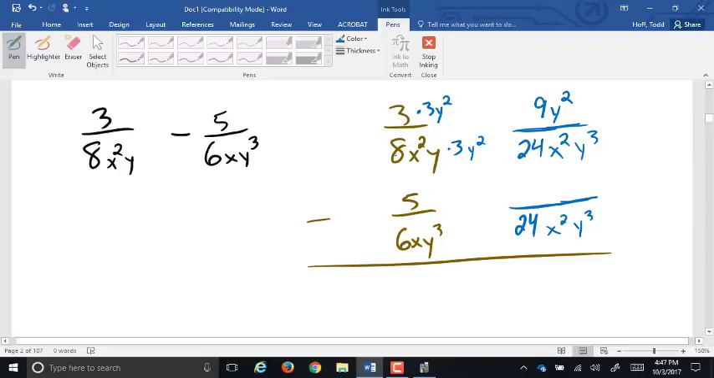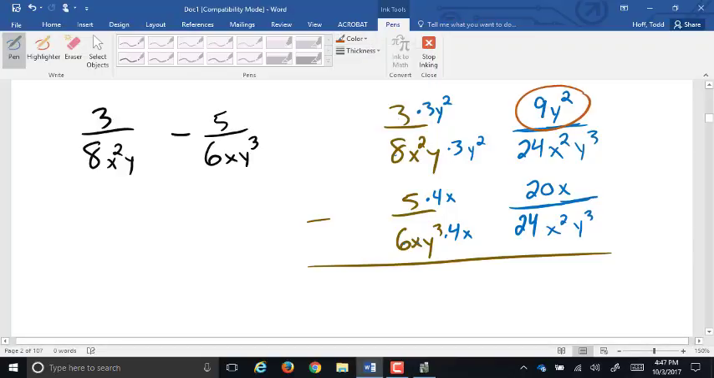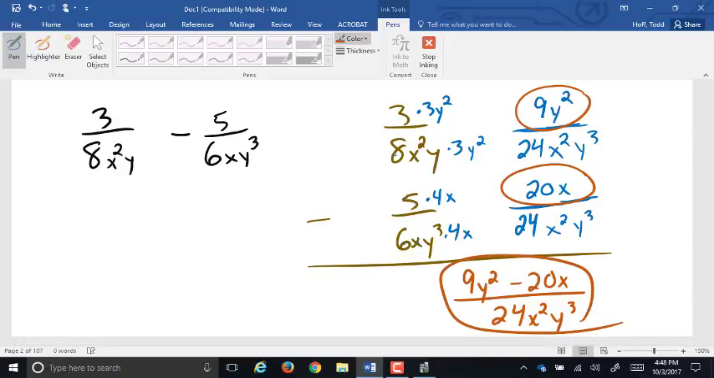Down here, to make 6 into 24, it's times 4. X into x squared is times x. Y to the third is still y to the third, so we didn't do anything to that. So we multiply the numerator by the 4x. 5 times 4x is 20x. Now we are subtracting. 9y squared minus 20x is just 9y squared minus 20x over 24x squared y to the third. Any questions?